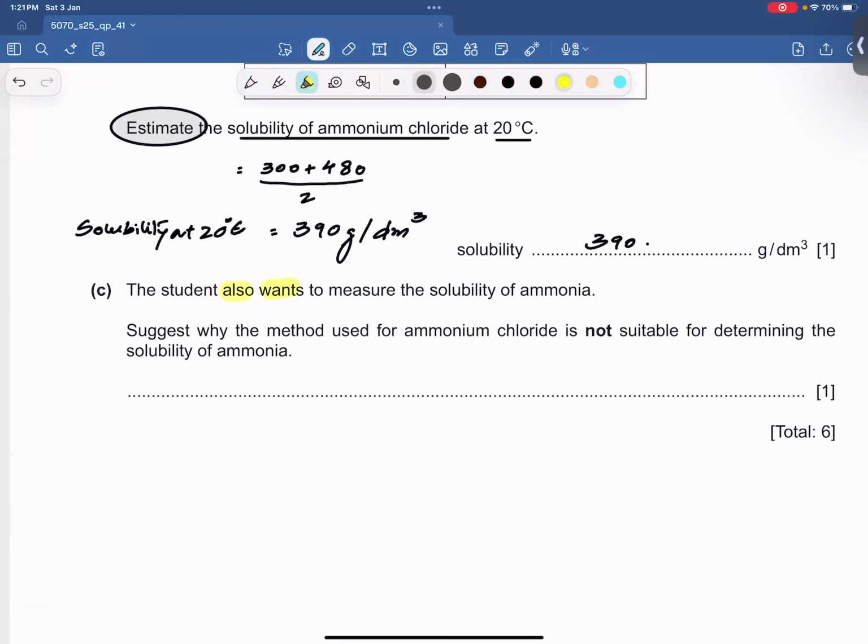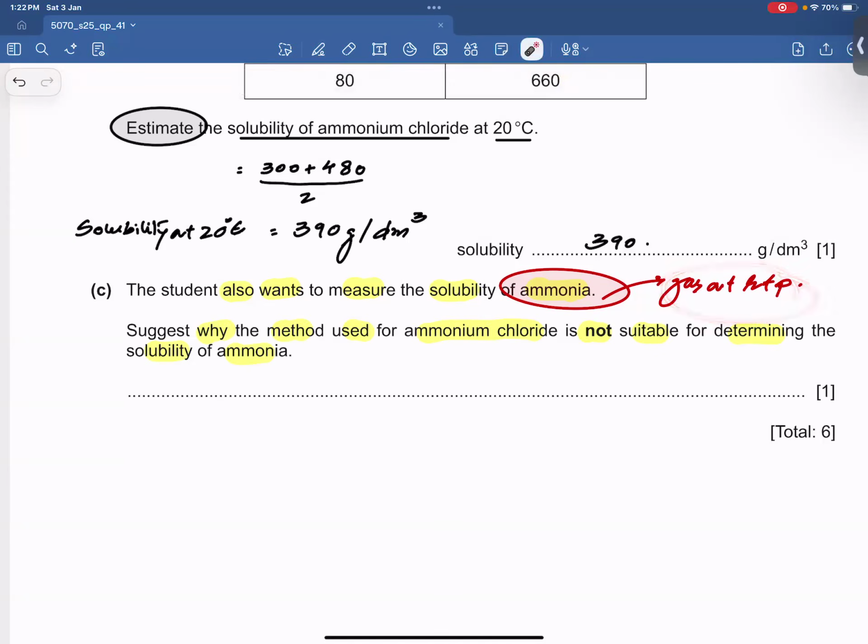The student also wants to measure the solubility of ammonia. By the way, ammonia is a gas at RTP. Suggest why the method used for ammonium chloride is not suitable for determining the solubility of ammonia. Well, ammonia is a gas. We cannot determine the mass of gas through a weighing balance, okay?